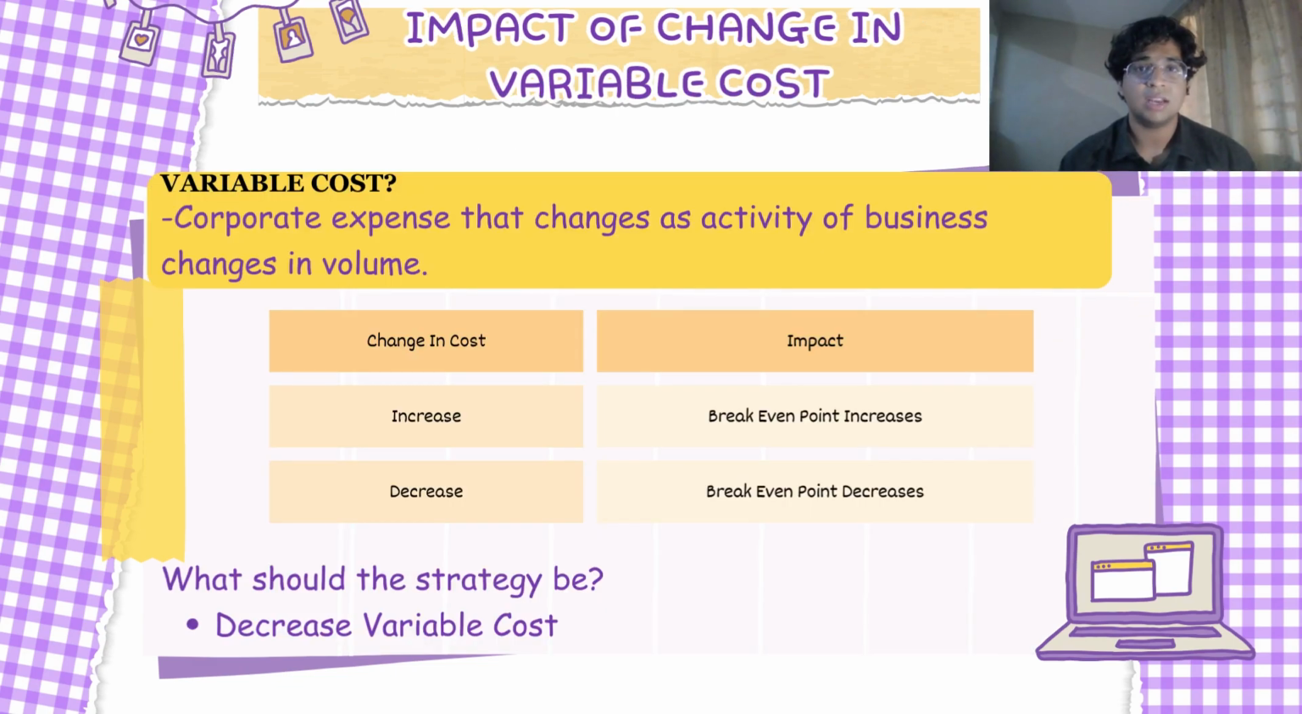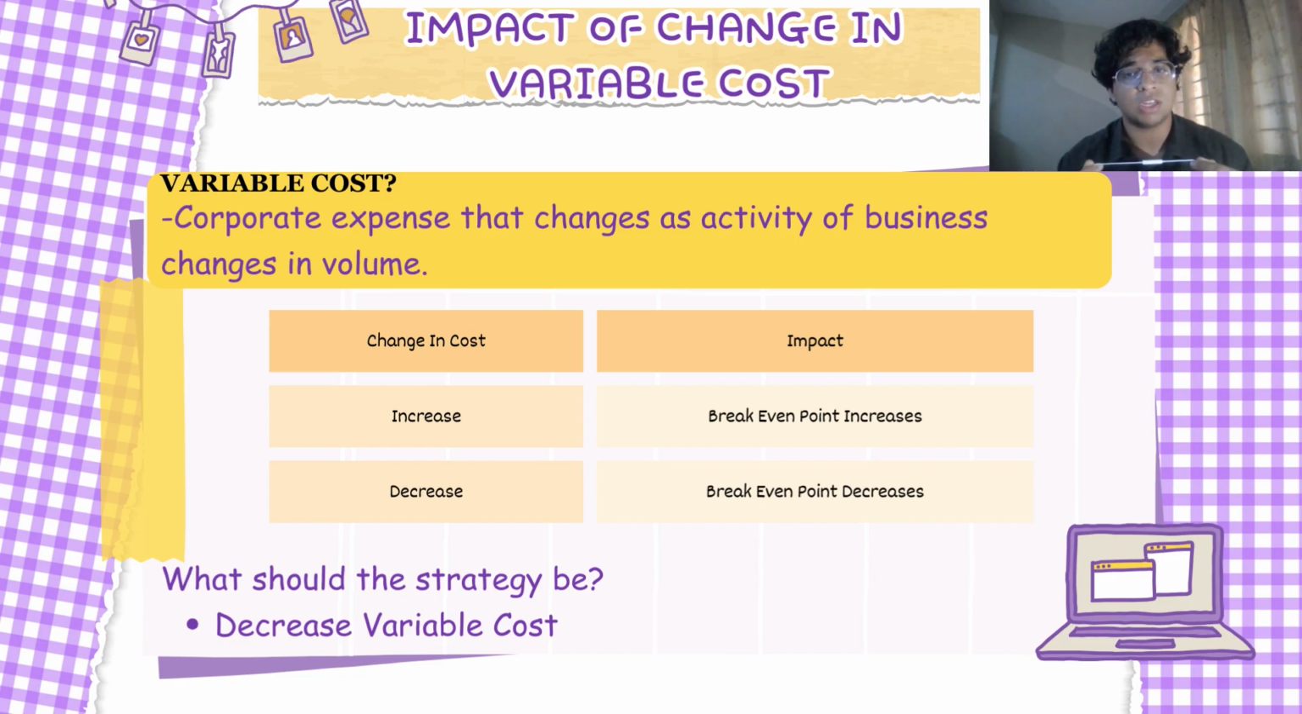Next, we're going to be taking a look at the impact of a change in variable costs. Before I start, let me explain what a variable cost is. A variable cost is a corporate expense that changes as the activity of a business changes in volume. These are expenses that go up and down in line as business activities get busier. This means that the busier you are, the higher they go.